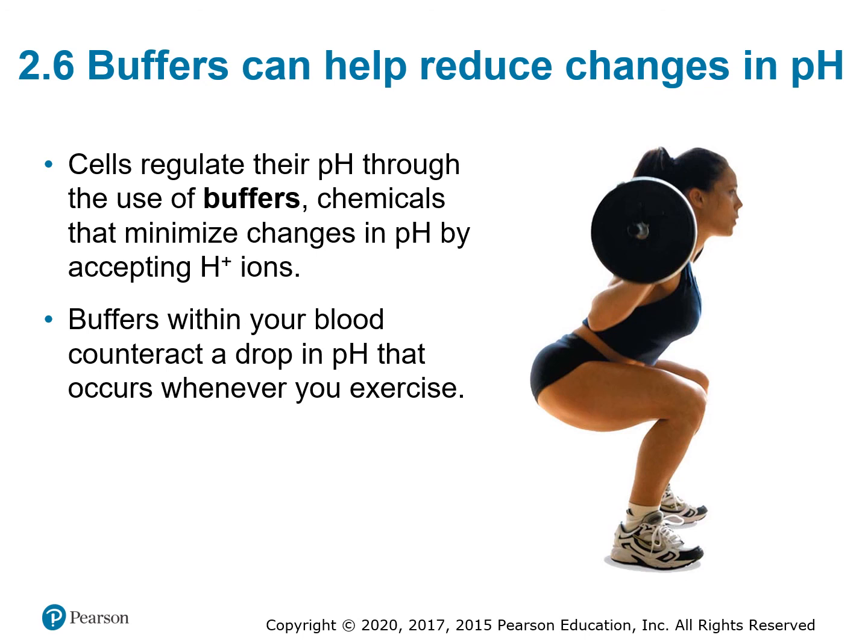So cells regulate their pH through the use of buffers. And these are chemicals, found naturally, that minimize changes in pH by accepting hydrogen ions. So buffers within your blood, for example, will counteract a drop in pH that occurs whenever you exercise. And once again, blood likes to be in a particular pH range, and so these buffers help to maintain that particular range, because when your blood gets too acidic or too basic, really, really bad things can happen to you physiologically.